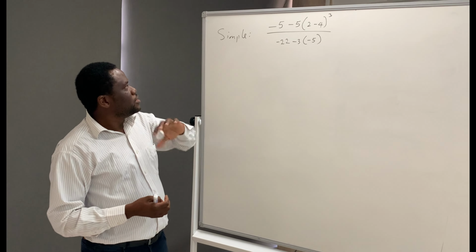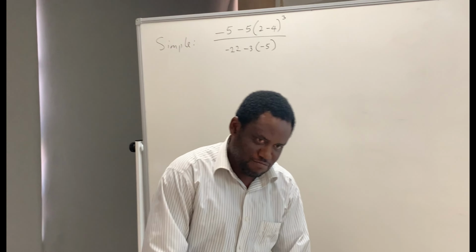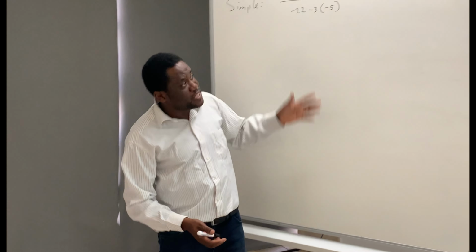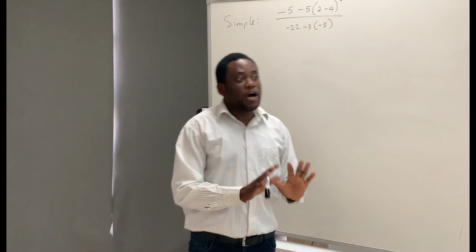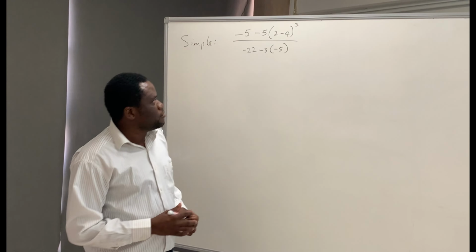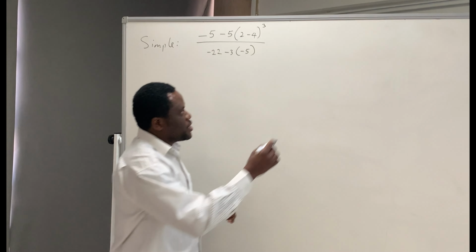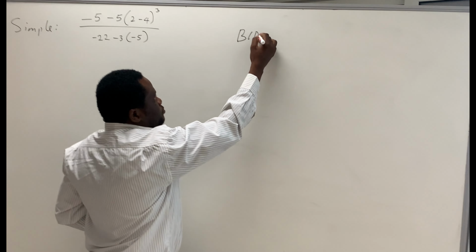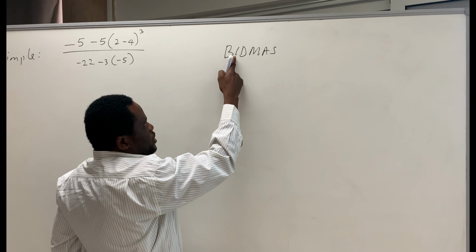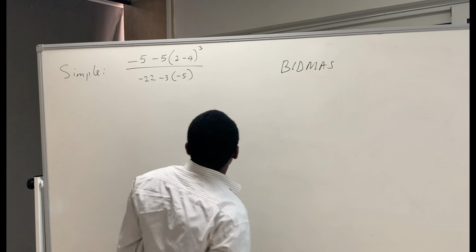Good. Now, this is the combination of all what we have been doing. Addition is there, subtraction is there, multiplication is there, even division is there, even exponent is there. So we have to remember our BODMAS. Okay? We have to remember our BODMAS. So let me write it somewhere. BODMAS. Bracket first, index, division, multiplication, addition, and subtraction.